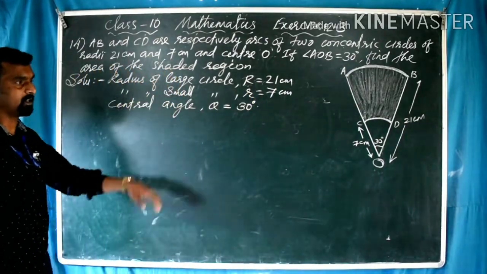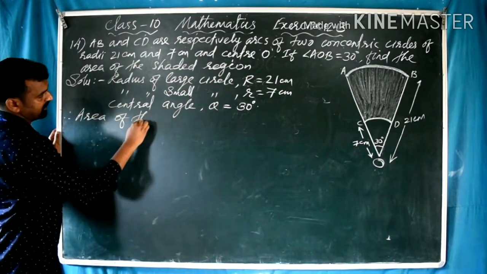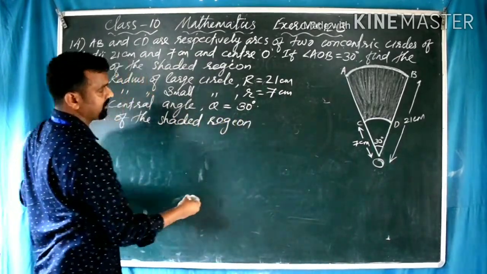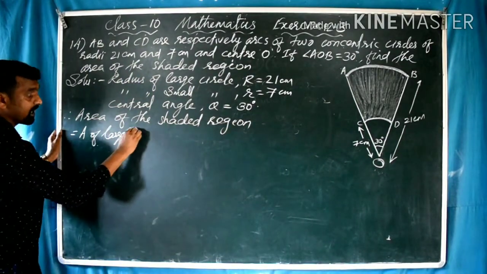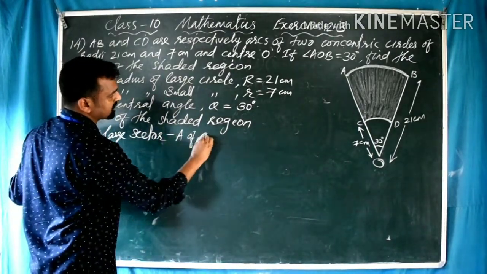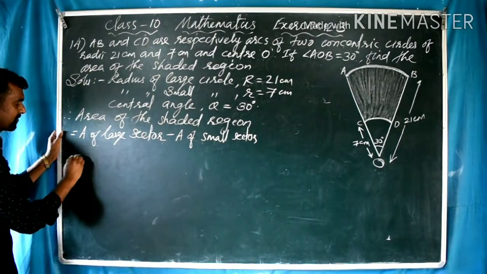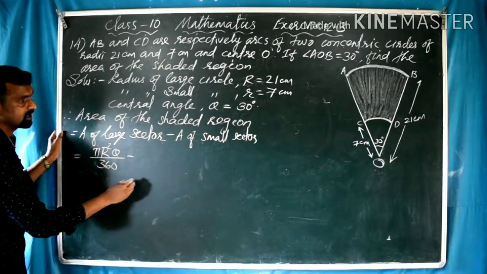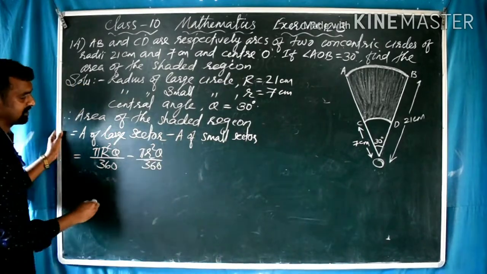Now we can directly find the area of the shaded region. Therefore, area of shaded region is equal to area of large sector minus area of small sector. Area of large sector, what is the formula? Pi capital R square theta divided by 360, minus area of small sector, pi small r square theta divided by 360. Now substitute the values.